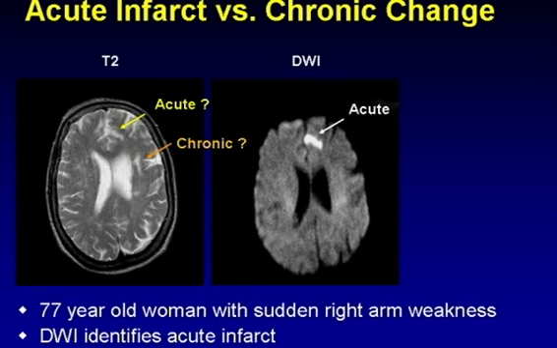If you were to look at this patient, you can see that there are 2 areas of abnormal T2 signal. And if you wanted to differentiate acute from chronic ischemia, clearly the area that's abnormal on DWI is going to be the acute ischemia, and the area that's more chronic has no abnormality on DWI.